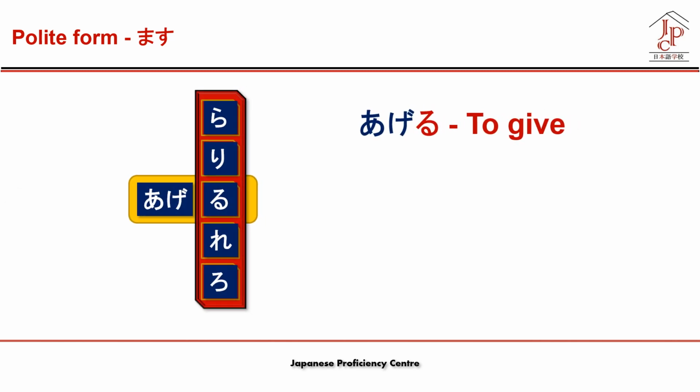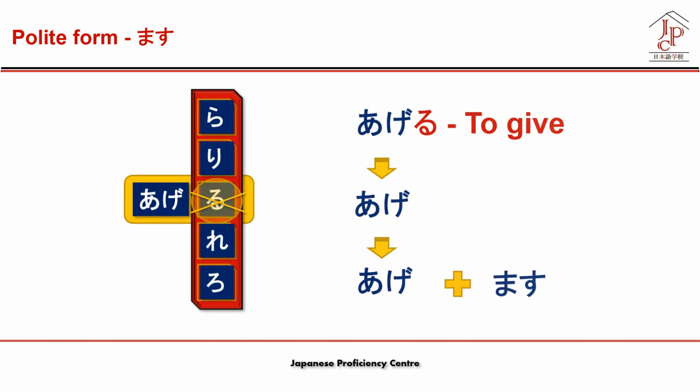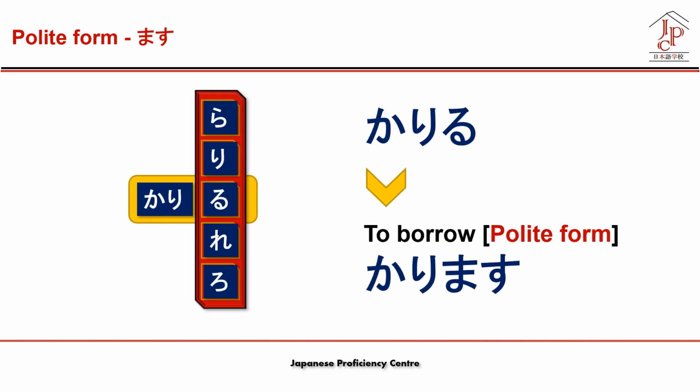Let us pick up a second group verb, ageru. Now apply rule number 1. The last letter ru gets dropped off. Now apply rule 2. Attach mas to it. Ageru becomes agemasu. Let us see one more example, kariru. Kariru becomes karimasu.